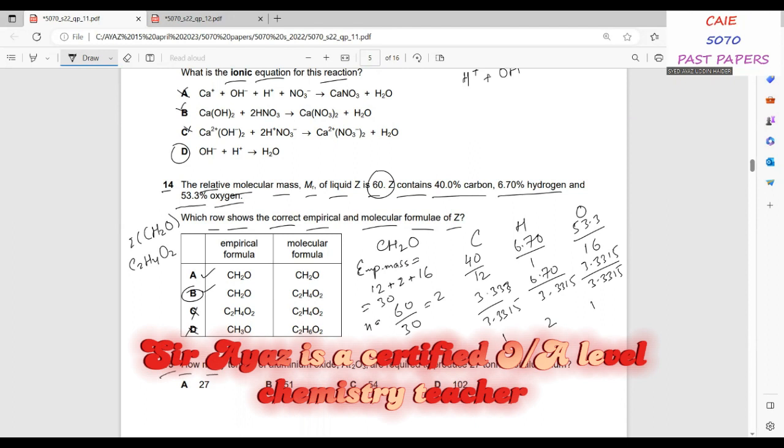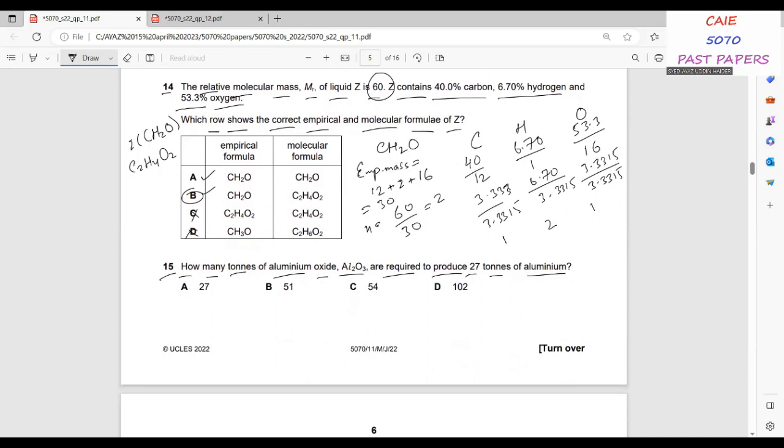Number 15, how many tons of aluminum oxide Al2O3 are required to produce 27 tons of aluminum? I'm writing the equation. Al2O3 gives Al plus O2. So if you balance the equation, we'll get 2Al2O3 gives 4Al plus 3O2. I need to find the tons of aluminum oxide x from 27 tons of aluminum.